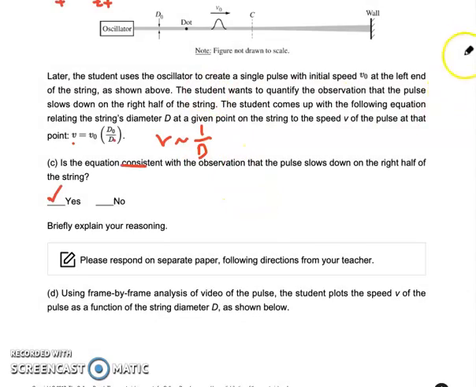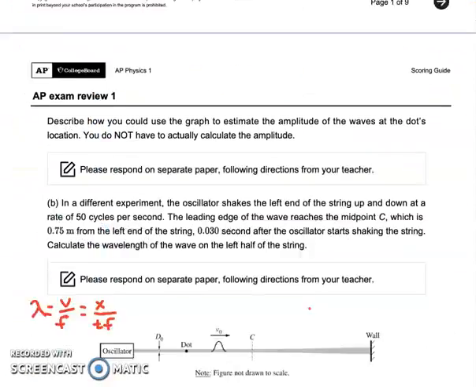Oops, sorry about that. I have a hard time using this scribble on this.